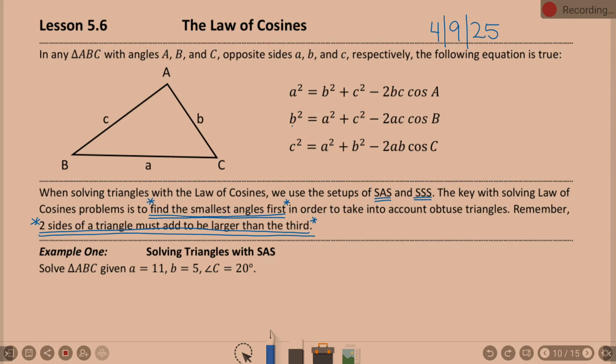Okay. Shall we jump into example 1? Okay. So example 1 is going to be an example solving with side angle side. Now, they give us an angle and the two sides on either side of it. You can draw a picture, but I'm also going to say you don't have to. As long as we know it's side angle side and that law of cosines applies, which we'll figure out very quickly, you don't have to draw a picture.